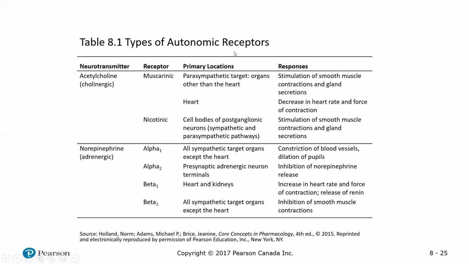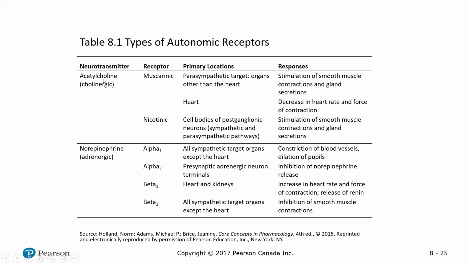Now, types of autonomic receptors. We were literally talking about this. Acetylcholine is a cholinergic neurotransmitter. Norepinephrine is an adrenergic neurotransmitter. I'll remind you again, acetylcholine is released when the body is at rest at parasympathetic target organs. Norepinephrine is released under stress by the sympathetic nervous system.